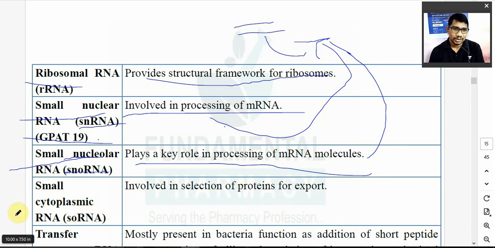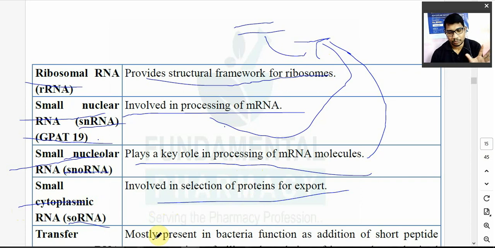Then again next type होता है small cytoplasmic RNA, scRNA. It is involved in the selection of protein for export. जब प्रोटीन सिंथेसिस होगा उसके बाद में जो प्रोटीन का पोस्ट ट्रांसक्रिप्शनल मॉडिफिकेशन होगा, तो इनिशियली जो प्रोटीन सिंथेसिस होता है, that is a raw protein, that is a non functional protein, but that protein is made functional by post transcriptional modification, and after the modification that protein is exported out of the cell. Now that is done by small cytoplasmic RNA, scRNA.